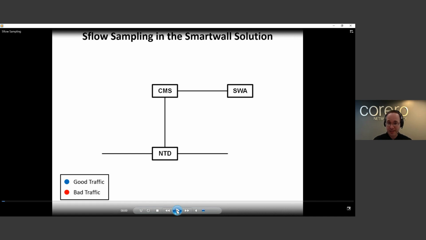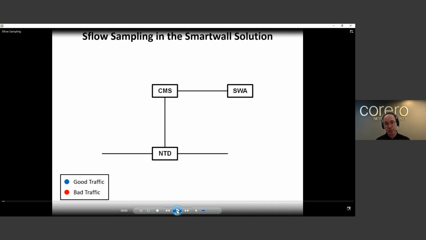And that is because this NTD is in monitor mode. So with Corero, when you deploy a device, you can set it to mitigate, meaning block the attacks, or monitor. Either way, the sFlow sampling and all the analytics work exactly the same, except we basically tell you, hey, in the end, we didn't actually block this.